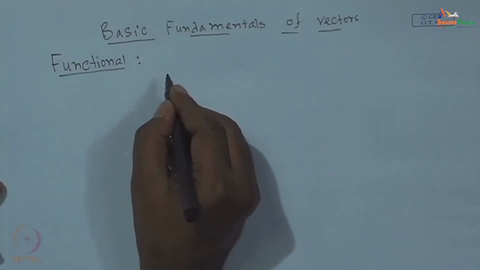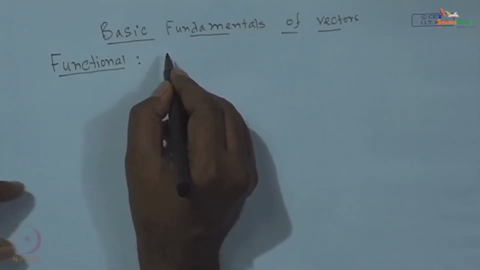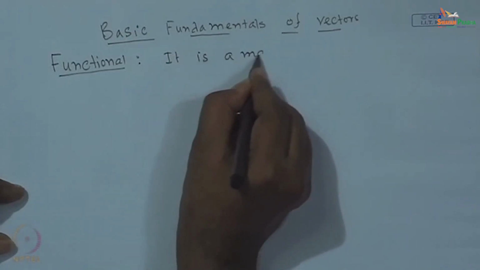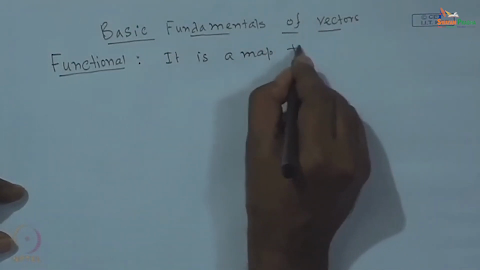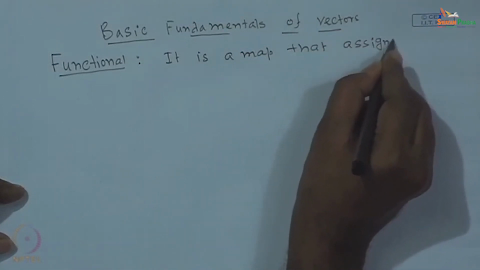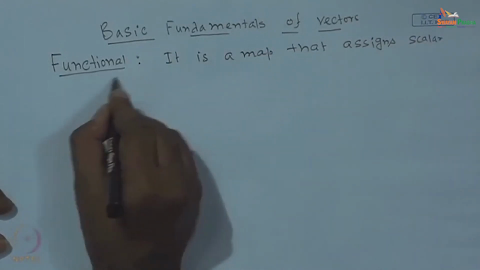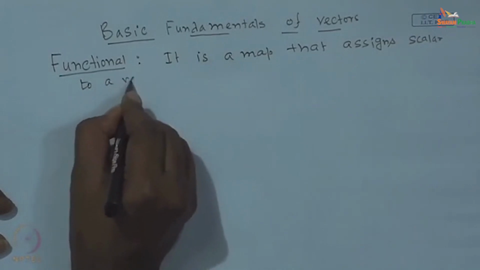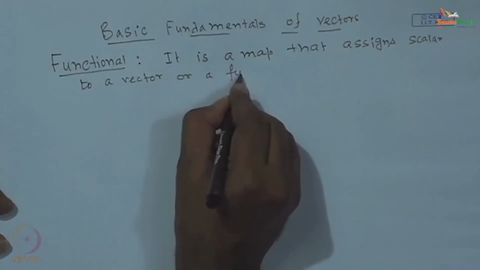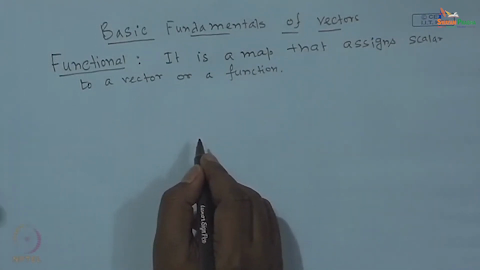What is a functional? A functional is a map that assigns a scalar value to a vector. That means, it is a map that assigns a scalar to a vector or a function. So, that is called a functional.